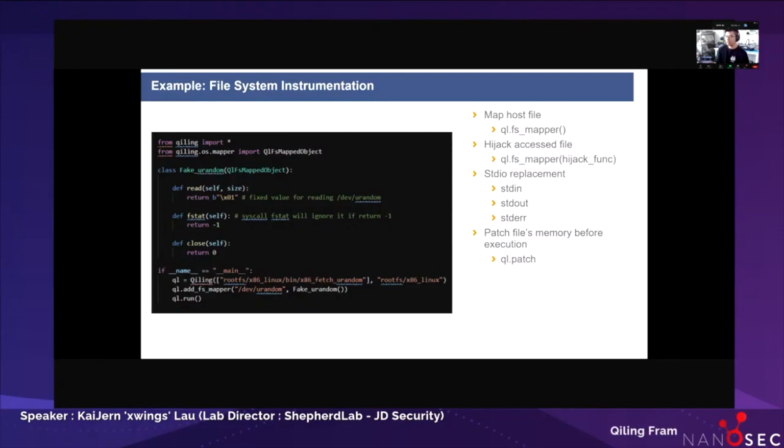If you know that your binary is reading urandom, and for whatever reason you only want your urandom to return the hex value 01, then you can always force your urandom to reply with a fixed value. You can force that kind of value.